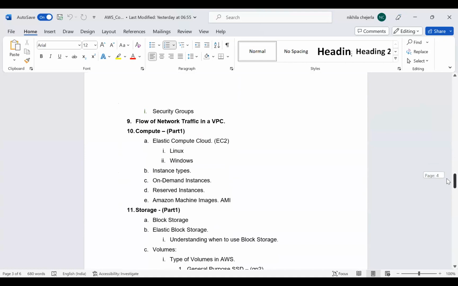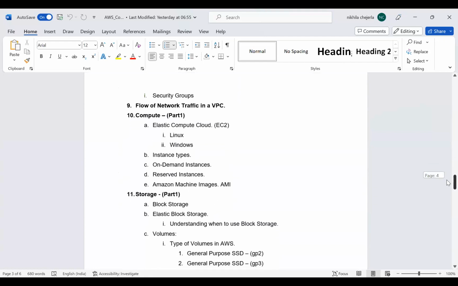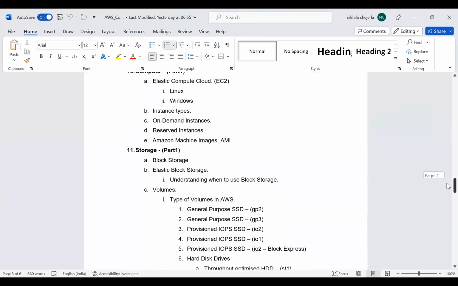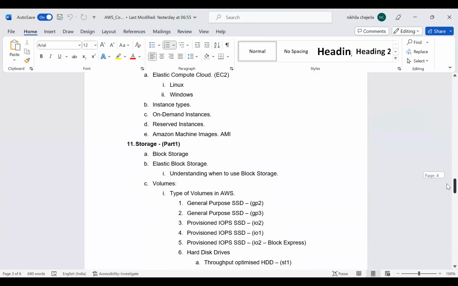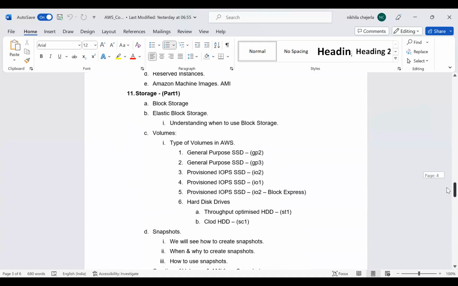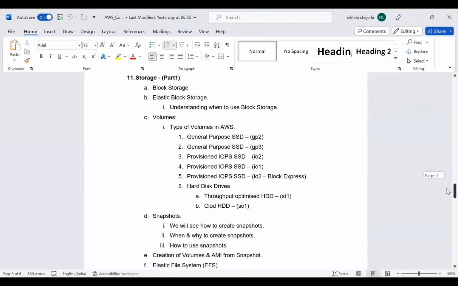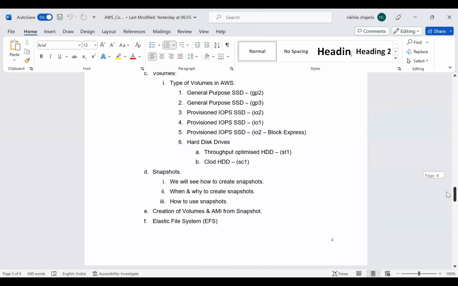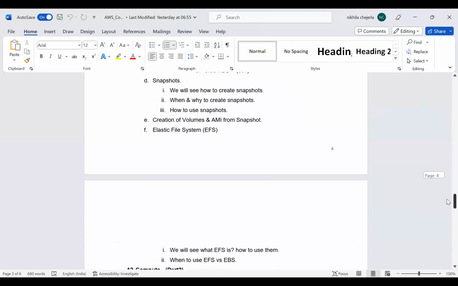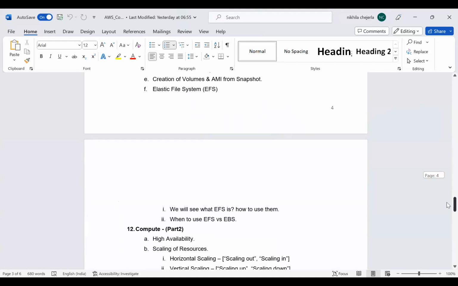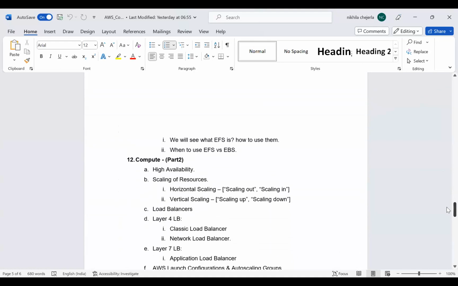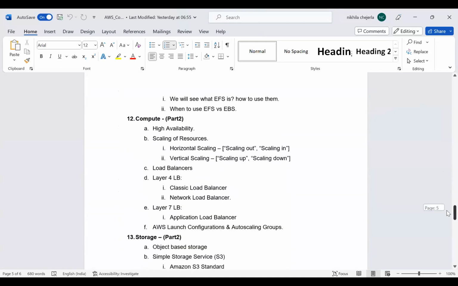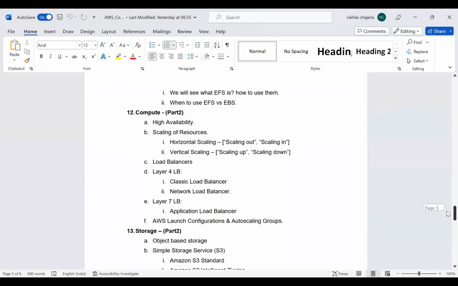So coming to the compute part one, we will discuss what is an EC2 instance, on-demand instance, reserved instance, Amazon Machine Images. We will discuss the block storage part, Elastic Block Store, what the volumes are, the snapshots and how they are created, and what the use of AMIs is. And in part two, we will discuss high availability, scalability of the resources, and load balancers, which are one of the beautiful parameters provided by AWS.